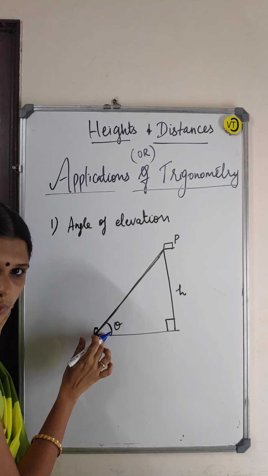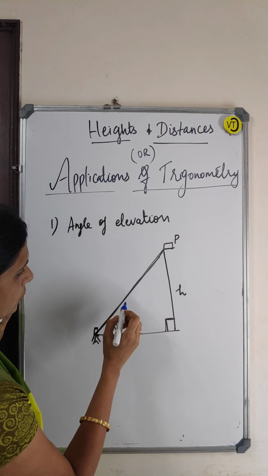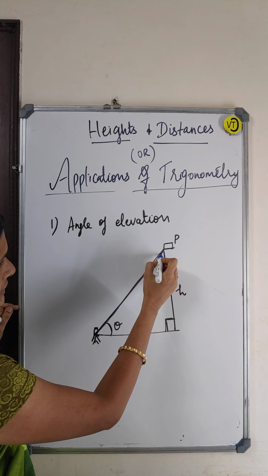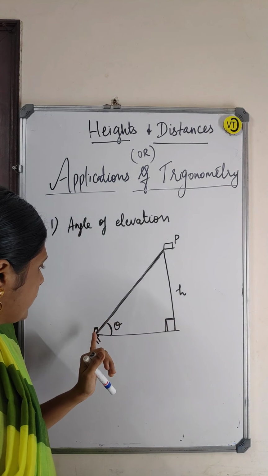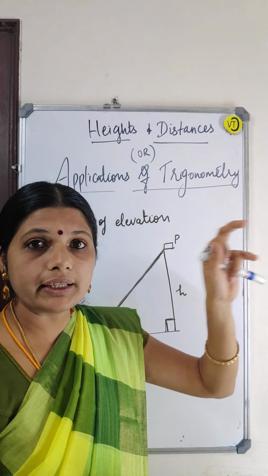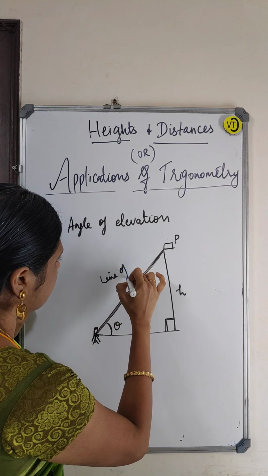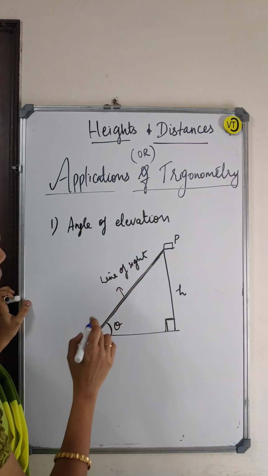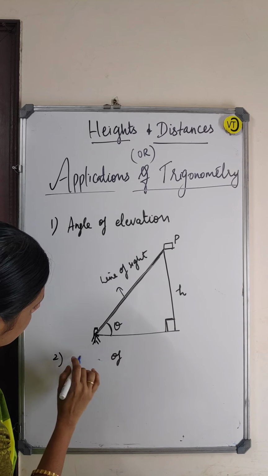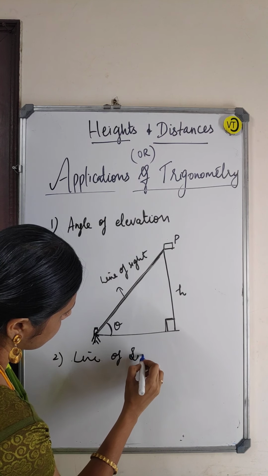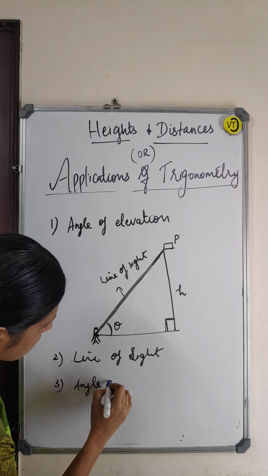Theta is coming down here. This is a 90 degree triangle, you know. And the line of sight, in the sense, this is the one. The imaginary line which is forming from here to there, when you are seeing one object. That imaginary line is the line of sight. Line of sight I told, that imaginary line. Then it is angle of depression.